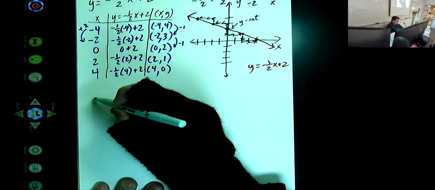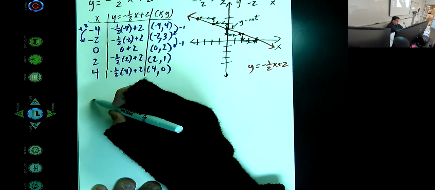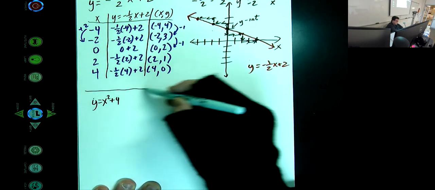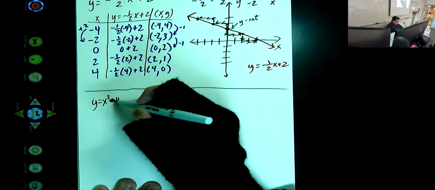I don't want you to always assume it's that way though, so why don't we do y equals x squared minus 4. That says plus, I wanted minus.